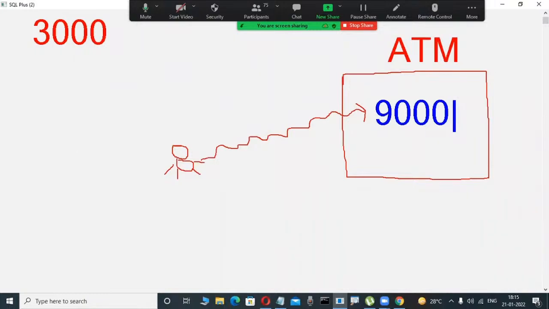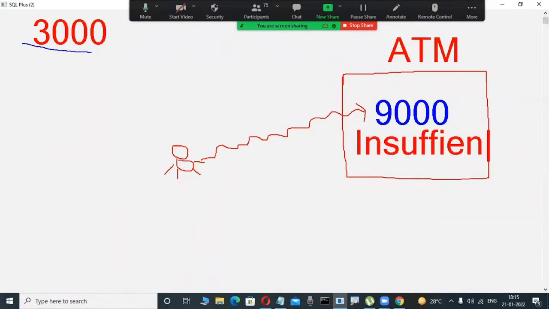Now, am I getting 9,000 rupees? No. Here my balance is 3,000, but how can I get it? Okay, so 9,000 rupees is impossible. In this case, it will give a message. You observe this on ATM machines, yes, some message will be displayed. Suppose it's an insufficient funds message.